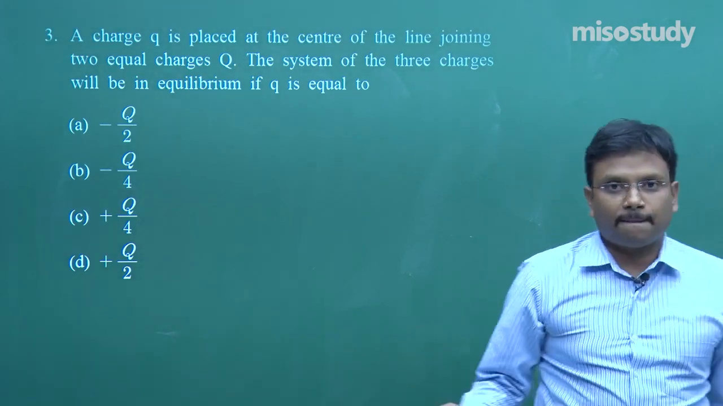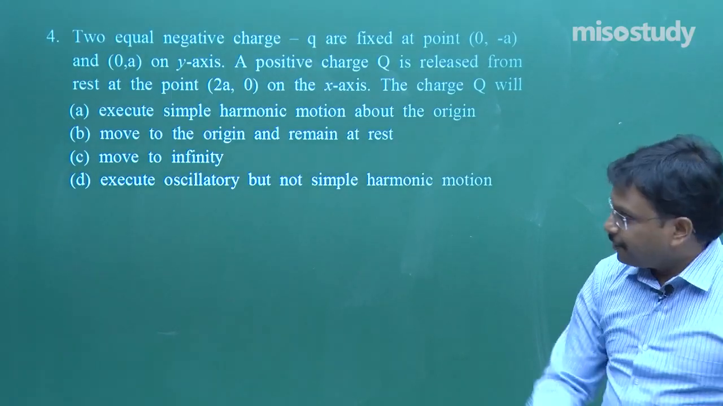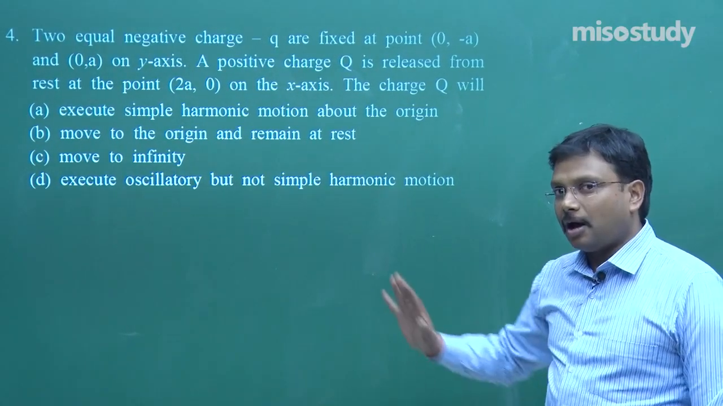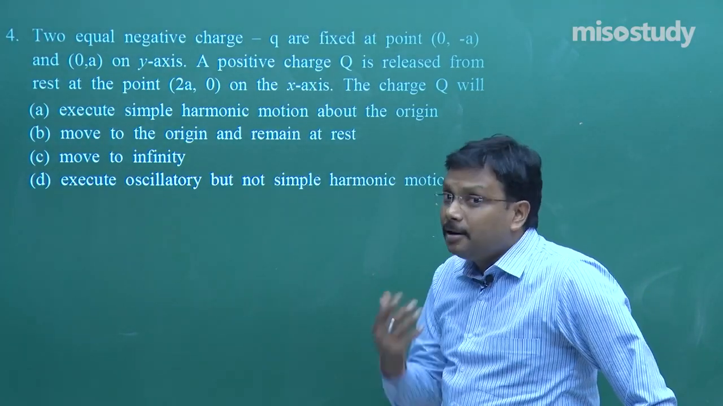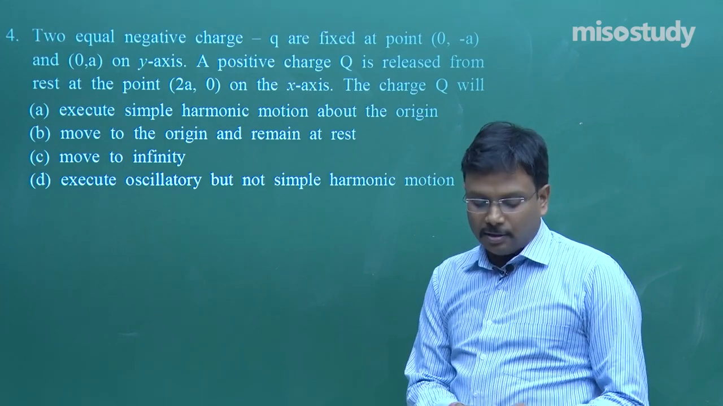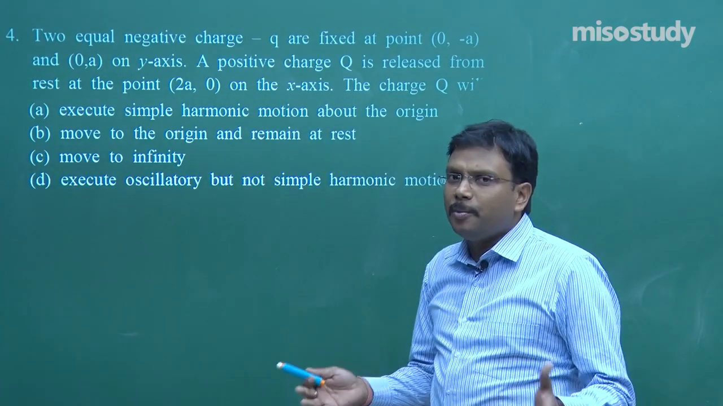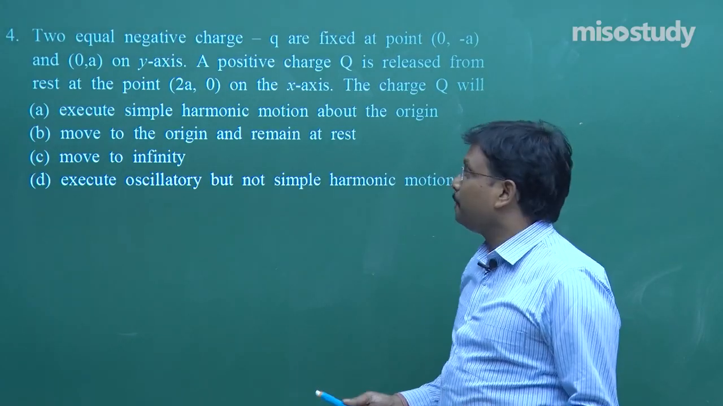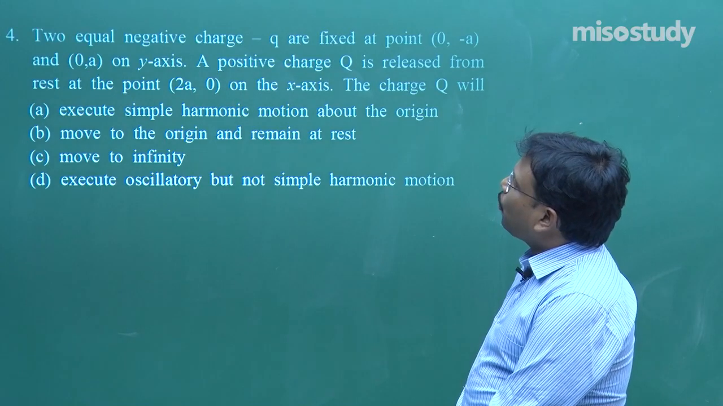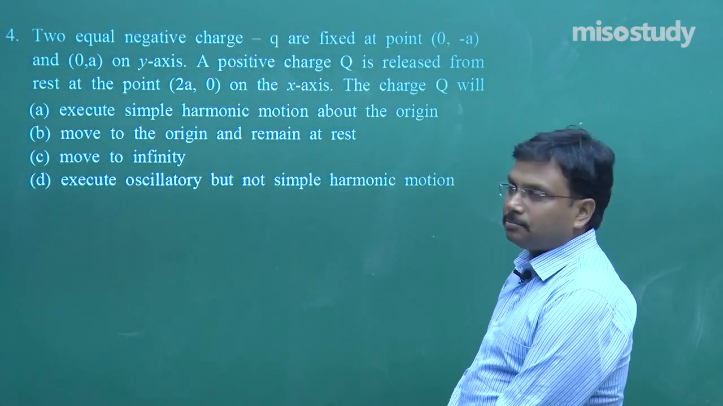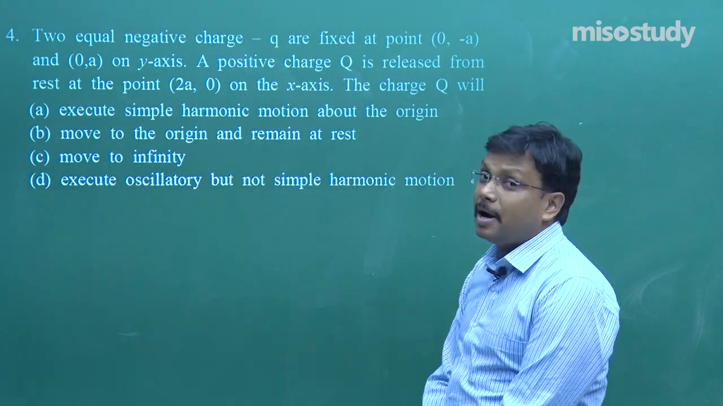So, let us move on to the question number 4. Such type of problems are asked in JEE just to create some hurdle in your thinking. Why? Because long statements, you have to visualize so many things. So, ultimately it is going to create some sort of problem. Listen, two equal negative charges minus q are fixed at point 0 comma minus a.